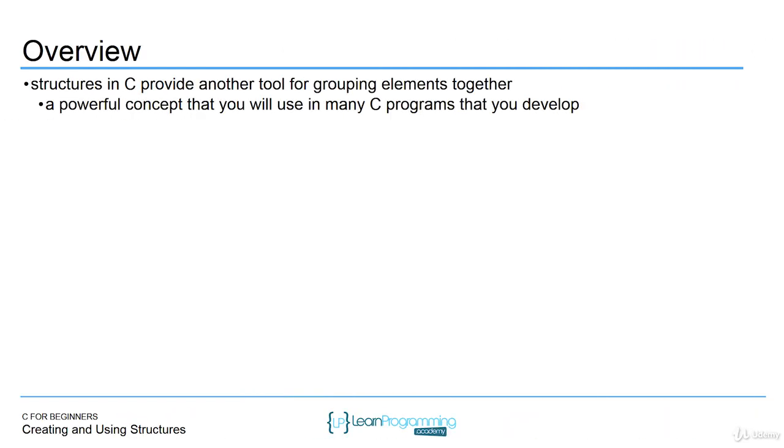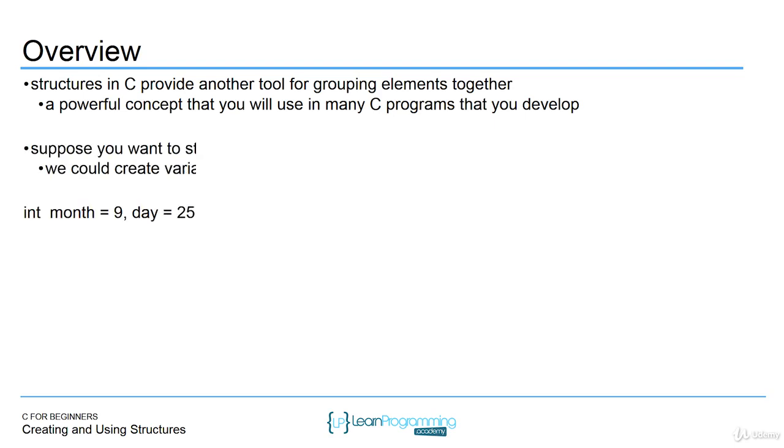So structures in C provide another tool for grouping elements together. Again, I mentioned they're similar to an array, but they're actually a bit more powerful. If you're familiar with object-oriented programming, if you program in Java or C++ or any object-oriented language, it's kind of thought of as an object, but only with data members, no actual behavior, no methods. So it's a powerful concept that you will use in many C programs that you develop, because you can group different items together in a single name, and those can represent essentially data attributes.